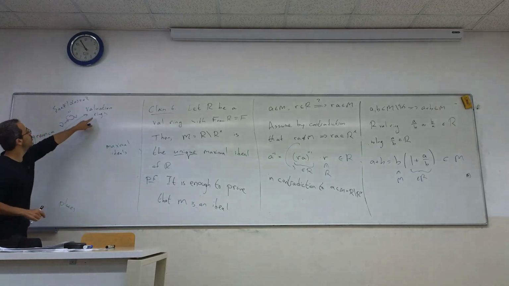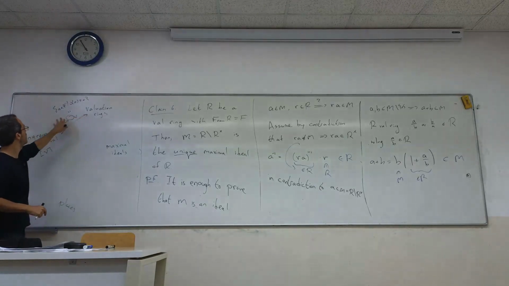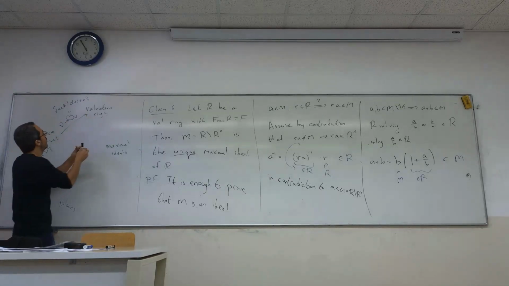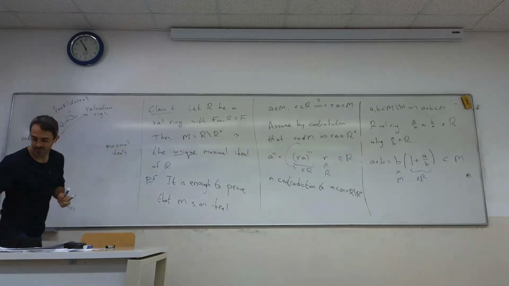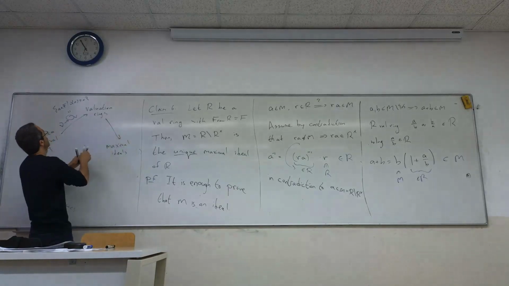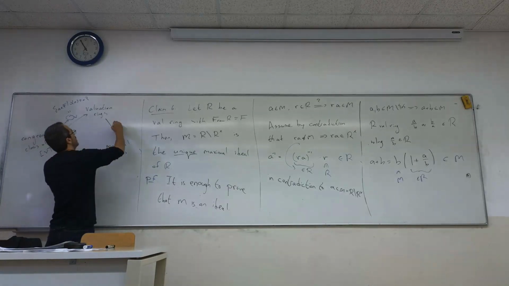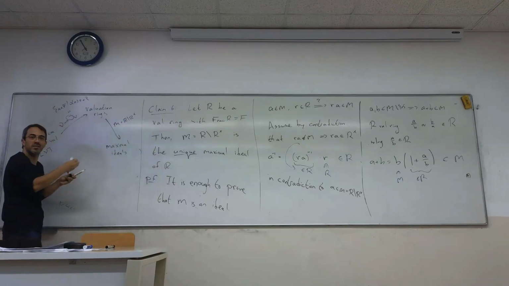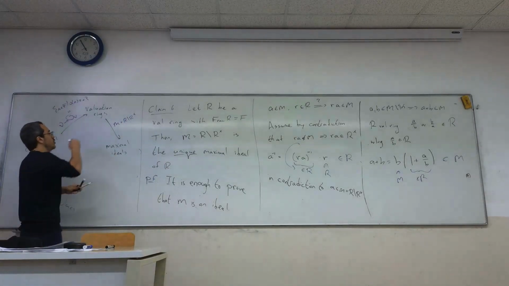Okay, so we just moved from a valuation ring, regardless of it coming from a valuation. Just by the axiomatic definition of it, we just show how you can get a maximal ideal. Right, and maybe we can do it here. So M is R minus R inverse.